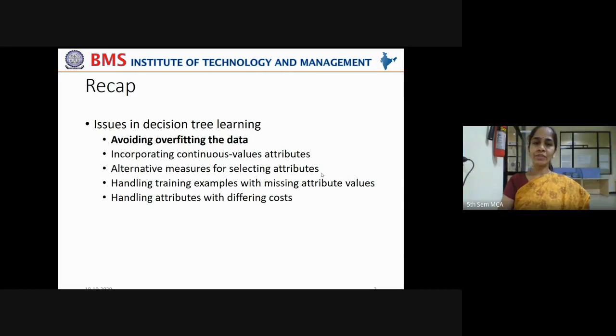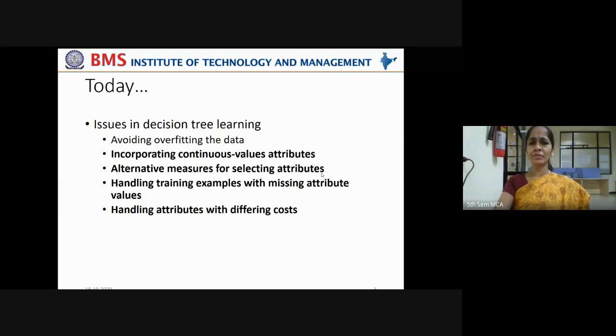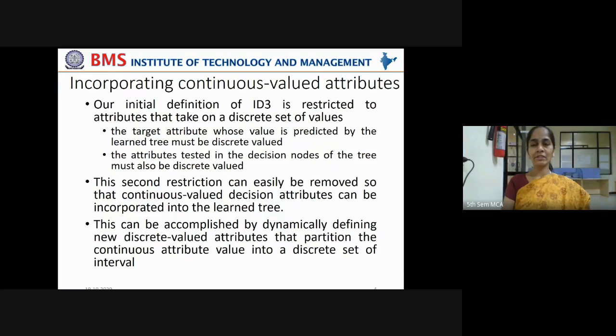Now let us proceed with the next issues, simple issues which can be easily understood and how exactly they can be addressed, right? Incorporating continuous valued attributes, alternative measures for selecting the attributes, handling training examples with missing attribute values, and handling attributes with differing costs. So in this chapter, another important question is on the issues with decision tree learning and how they can be addressed. This chapter is very small, hardly it has two important concepts.